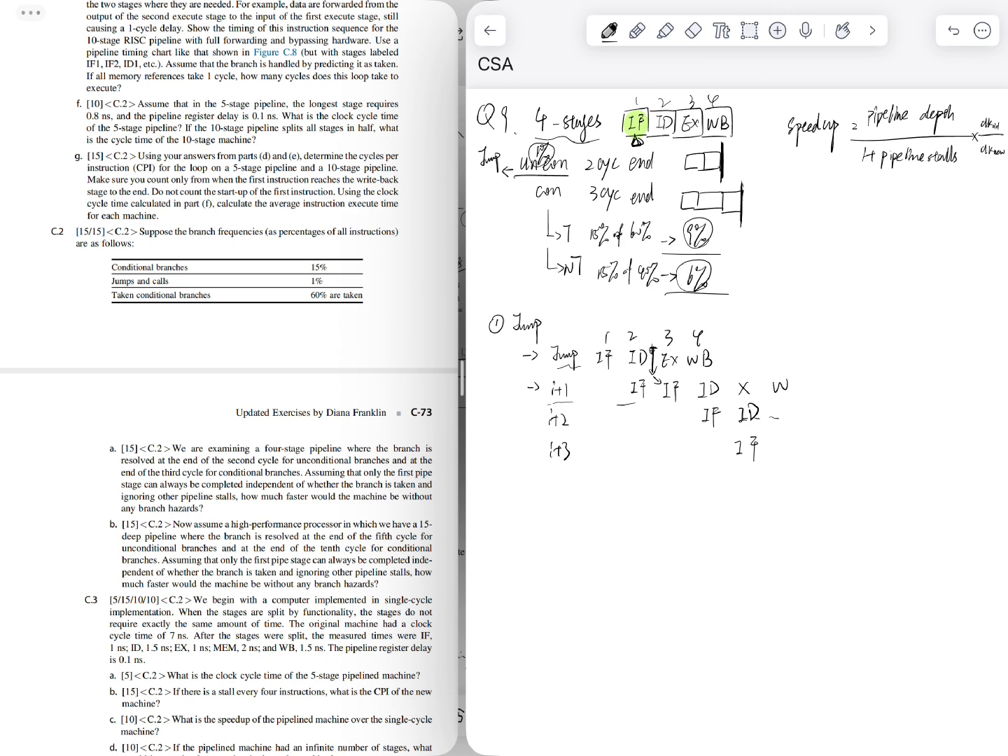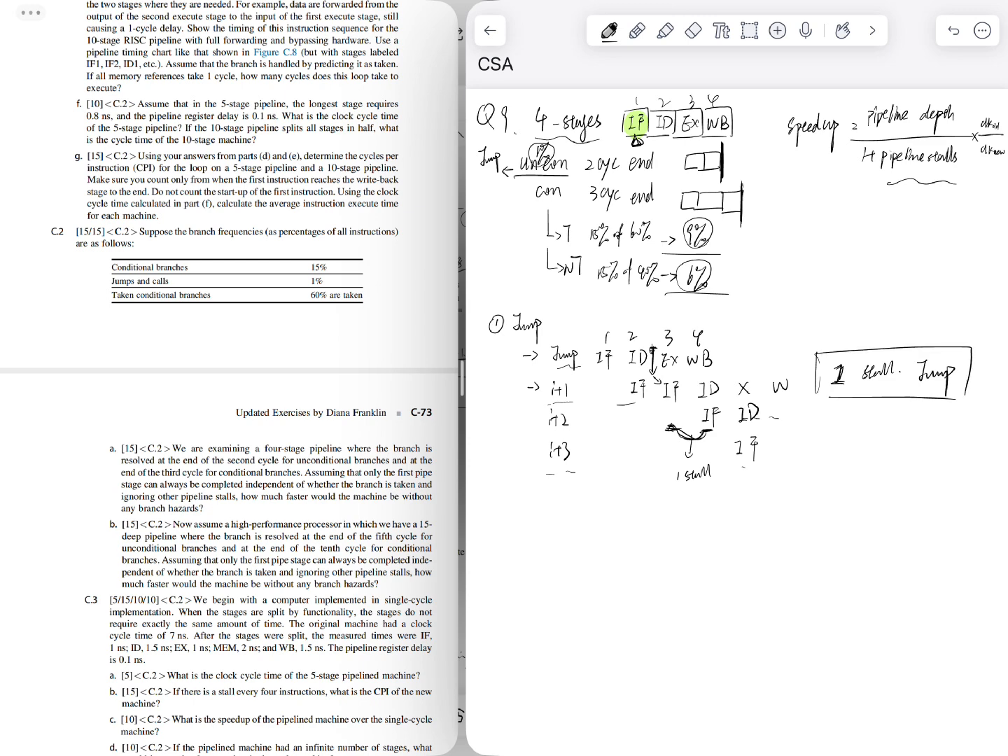So how many stalls do we have for the jump or the unconditional instructions? You can see originally for instruction 2, the instruction fetch should happen in cycle 3, but now it is in cycle 4. So there is one stall, right? One stall here. And that's the same for instruction 3 and the following ones. So we know for the jump, the pipeline stalls once, so there is one stall for the jump instruction.